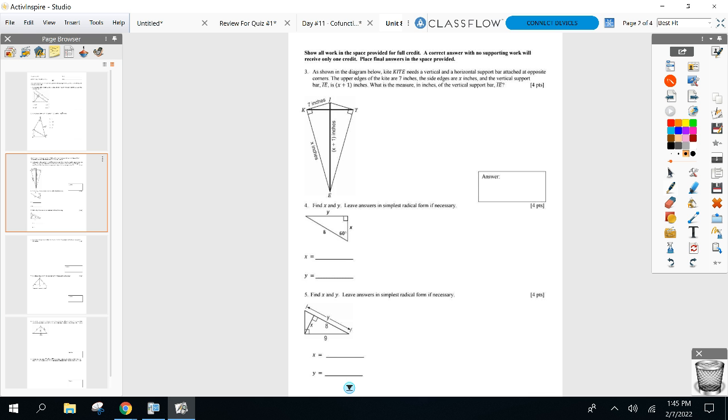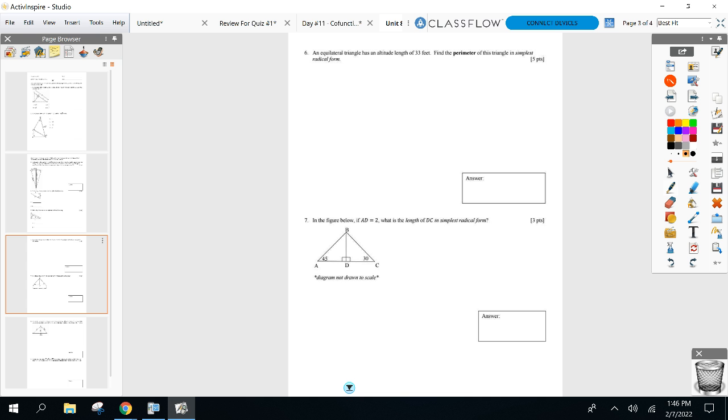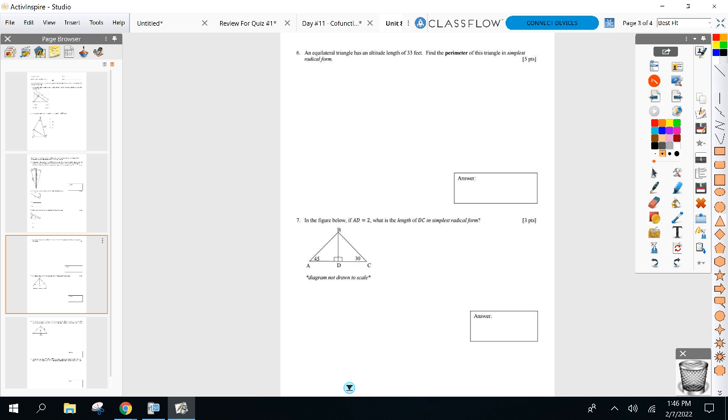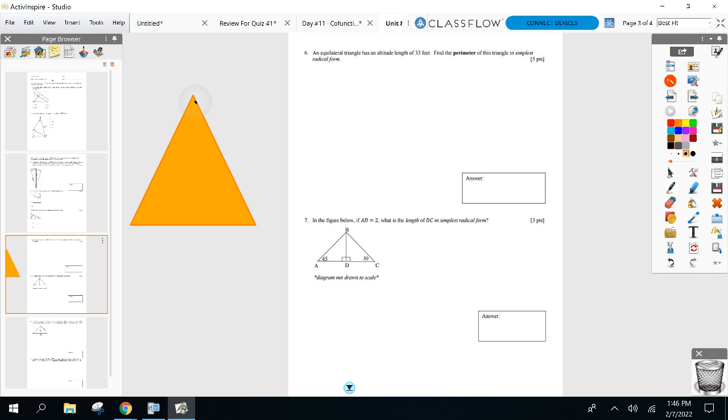Okay, now that we've got it back, you're looking at it, you knew you made a mistake anyway. Anybody want to see any one in particular up here? Go ahead, Eva, what's up? Number 6, yes I can. We got the equilateral triangle, and the altitude has a length of 33 feet. Altitudes form right angles, so that's why I'm allowed to put a right angle symbol there. Find the perimeter.